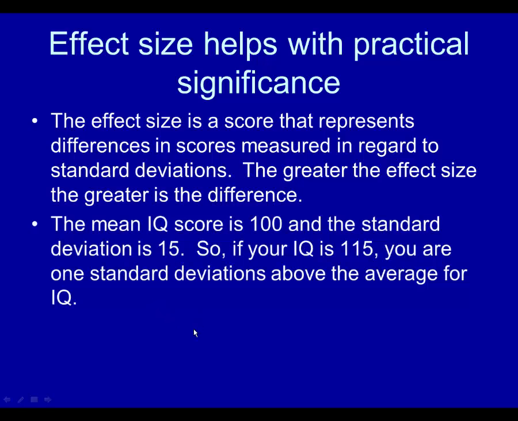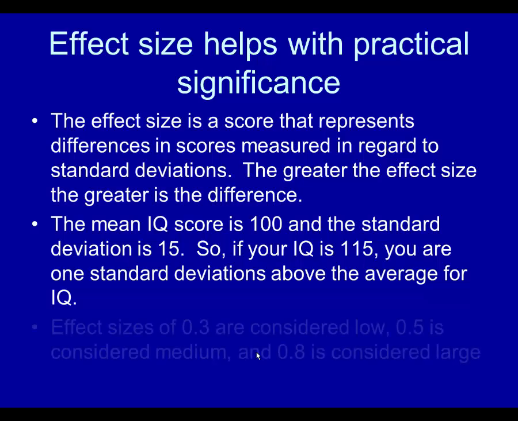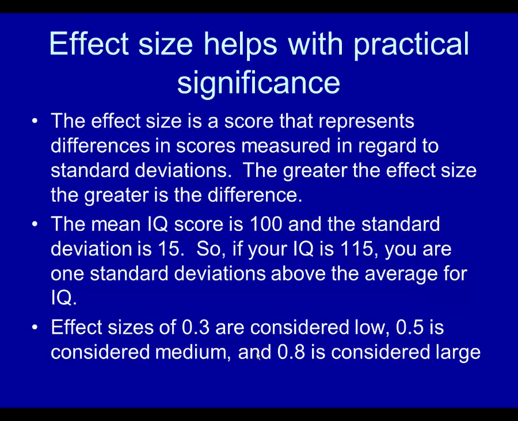Looking at an example, the mean IQ score is 100 and the standard deviation is 15. So if your IQ is 115, you are one standard deviation above the average for IQ. If your IQ is 107.5, I guess you'd be one half of a standard deviation. Effect sizes of 0.3 are considered low, 0.5 is considered medium, and 0.8 is considered large. That, of course, is a matter of opinion.